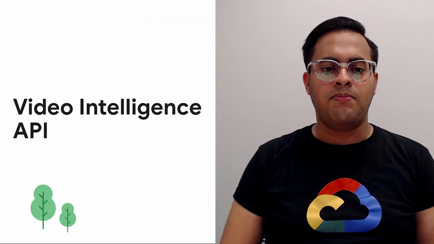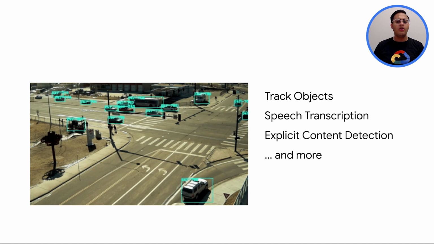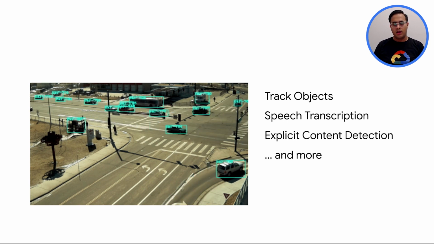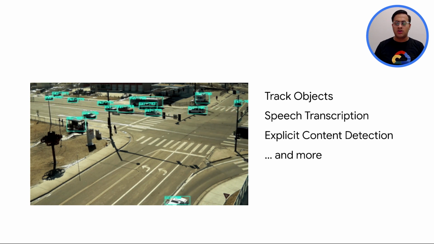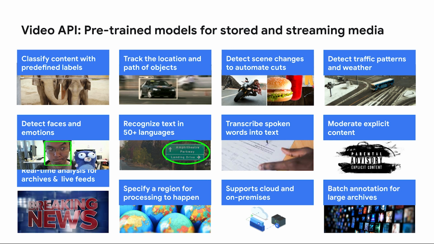Video Intelligence API. The Video Intelligence API is similar, except it analyzes videos. It can do things like track objects, transcribe audio, detect explicit content, and more. You can still process large video archives stored in Google Cloud Storage as a batch process. Or you can use the Streaming API to annotate videos in real time to take immediate action. Capabilities for live streaming support HLS, RTSP, and RTMP protocols.